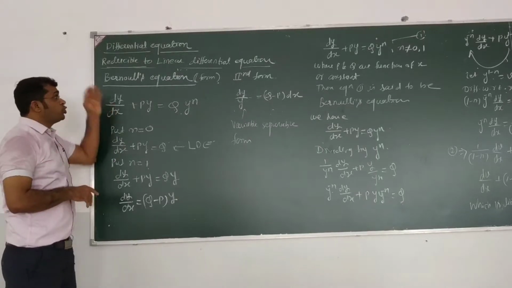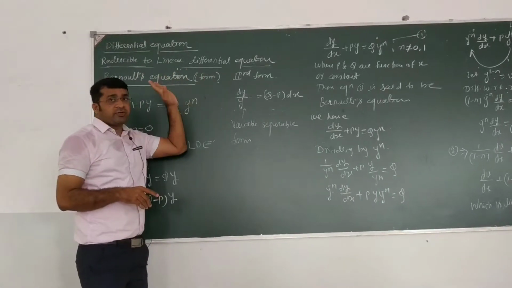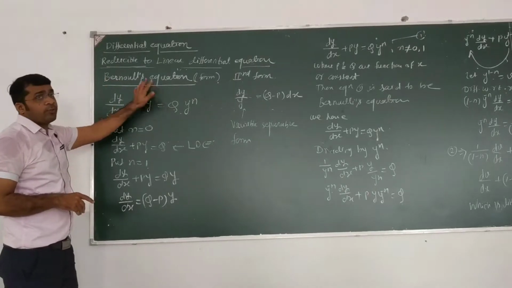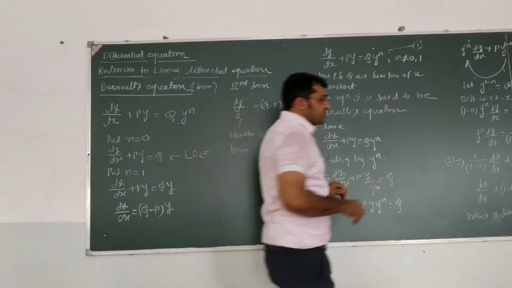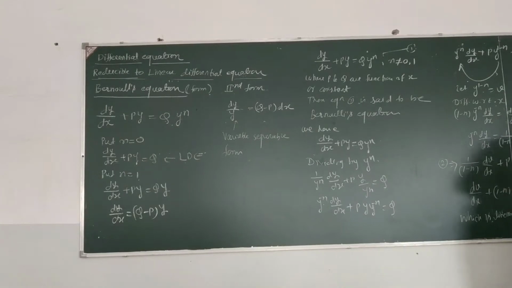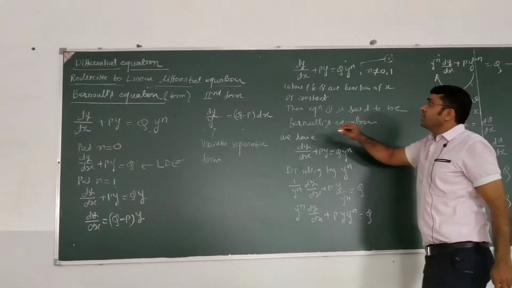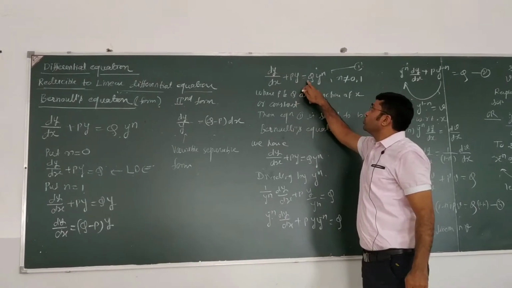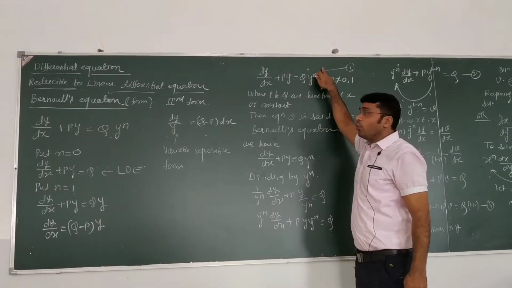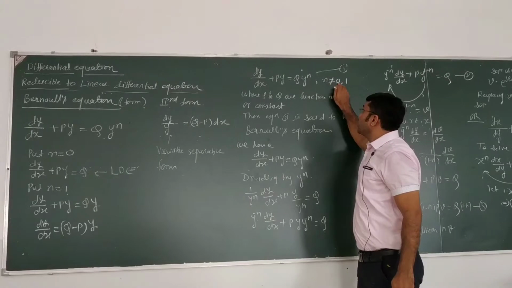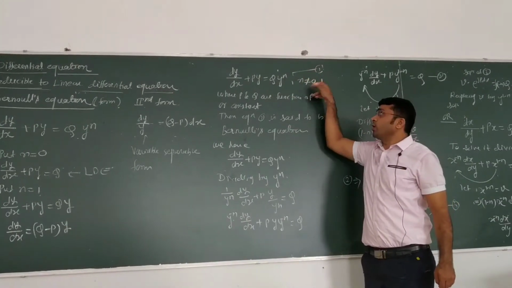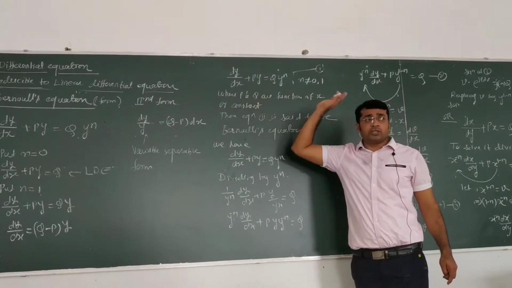is reducible to linear differential equation. In that we are studying it is a Bernoulli's equation or Bernoulli's form. So we are having one standard form of the Bernoulli's equation, that is this one I have written here, dy by dx plus py equals to qy to the power n, where n is not equals to 0 or 1. So this is the Bernoulli's equation. Excluding the 0 and 1, this will be the Bernoulli's equation then.